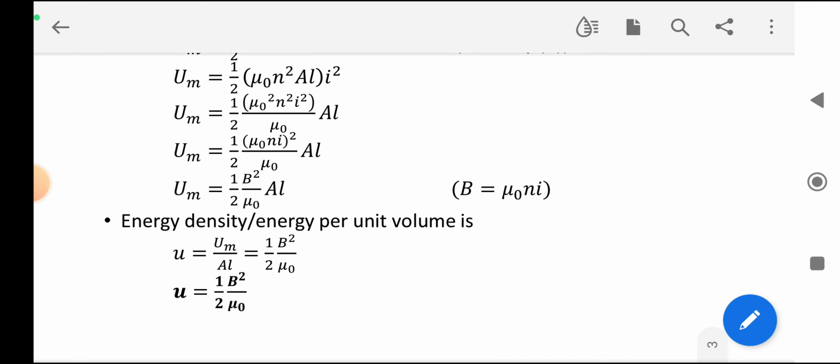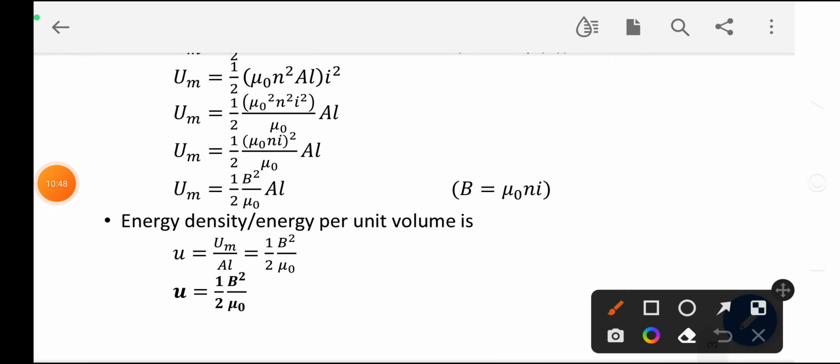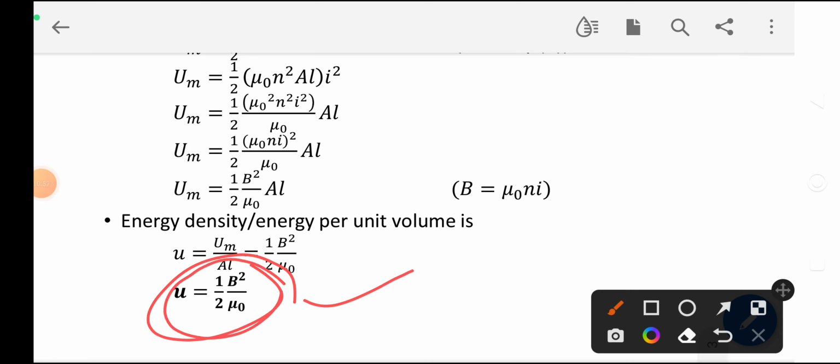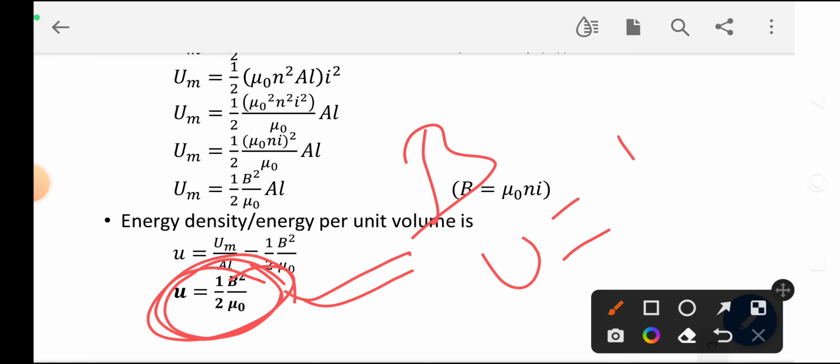So this is called energy density or energy stored per unit volume. How much magnetic energy will be stored per unit volume, it is explained like this. And it is in terms of B only. In terms of L and I it is half L I square. Already we have calculated half L I square.